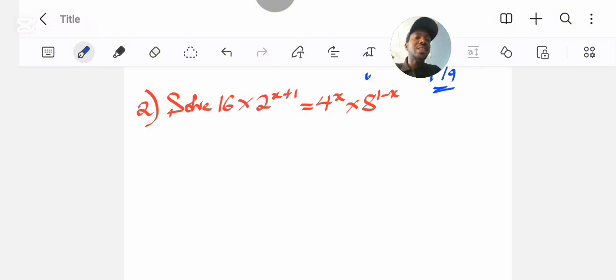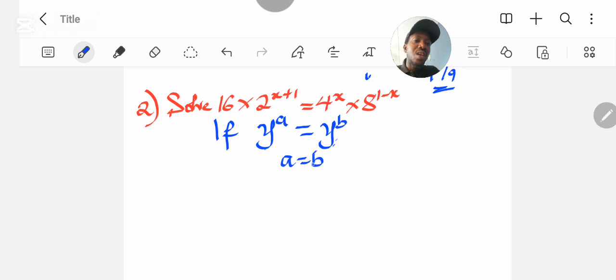Now, in solving any indicial equation, one of the things we need to have at the back of our mind is that if y raised to power a is equal to y raised to power b, now the bases are the same. Base y is equal to base y. So it then follows that a is equal to b. So in solving any question on the indicial equation, what you will try to do is, can you make the bases the same? The moment you've achieved that, you can easily equate the powers.